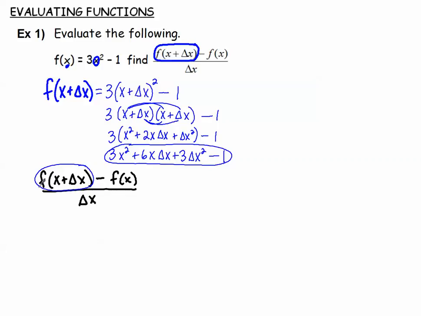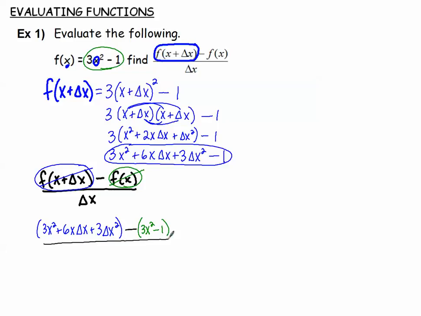So instead of the f of x plus delta x portion, we will write 3x squared plus 6x delta x plus 3 delta x squared. In place of f of x, we will put everything that f of x equals, which is all that stuff that was given to us from up there. So instead of f of x, I will write 3x squared minus 1. Now this difference quotient has a minus, let's not forget to write that, and it has a denominator, delta x. Now we will simplify as much as we can.